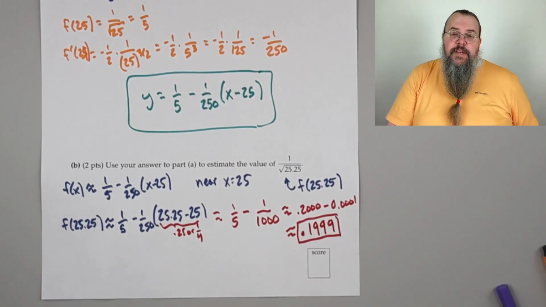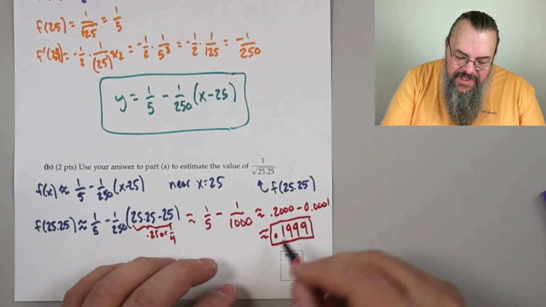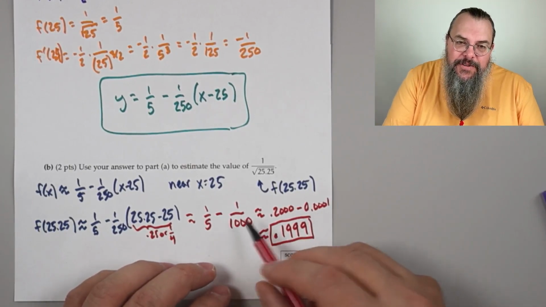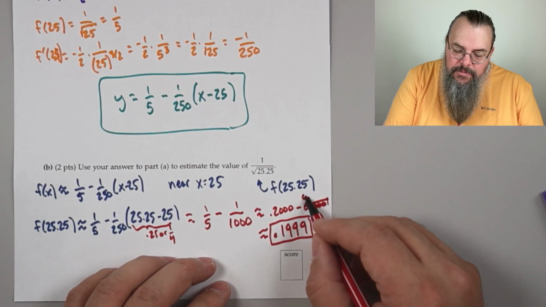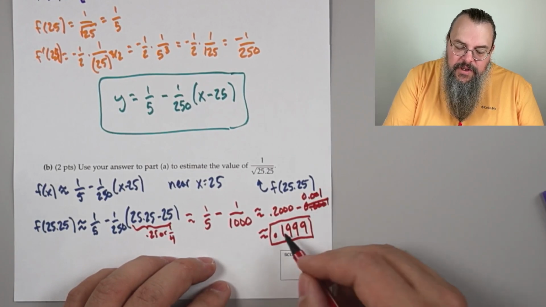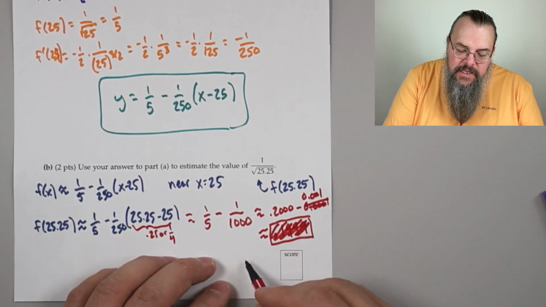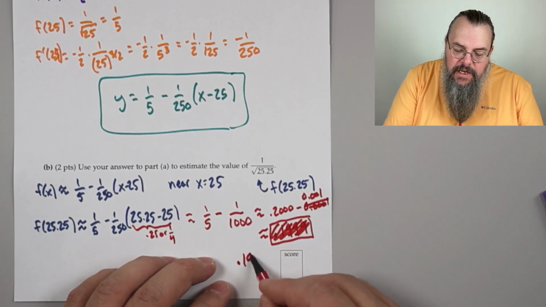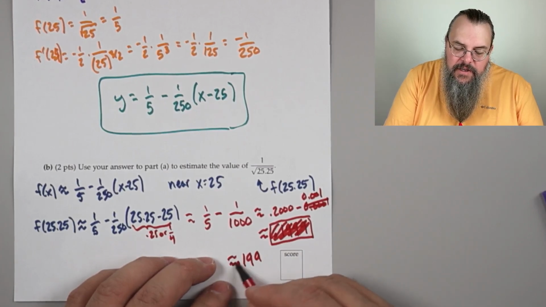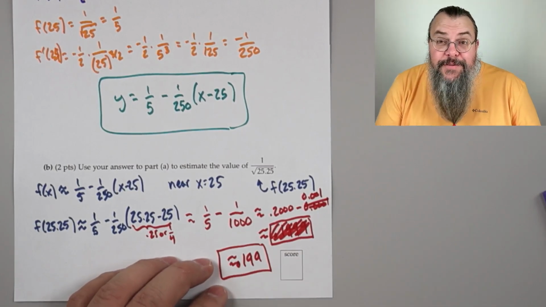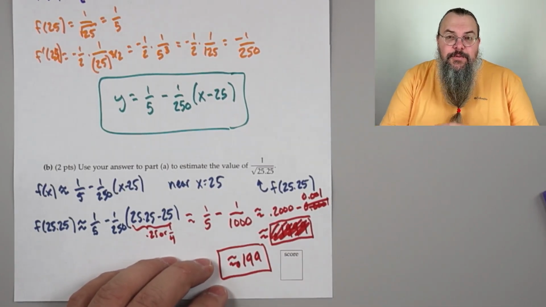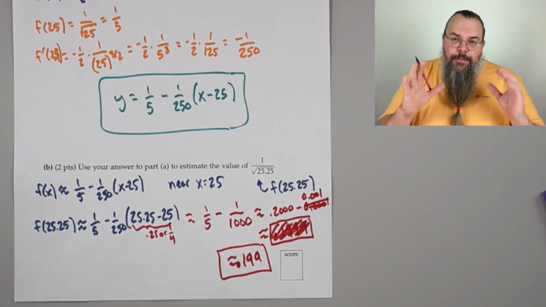So there we go. There's our approximation. Dope! I'm a terrible engineer. 1 over 1,000 is not 0.0001. It is 0.001. So it's not 0.1999. It is 0.199. There we go. All right. My wife would be so embarrassed if she ever watched these videos. But I'm safe.